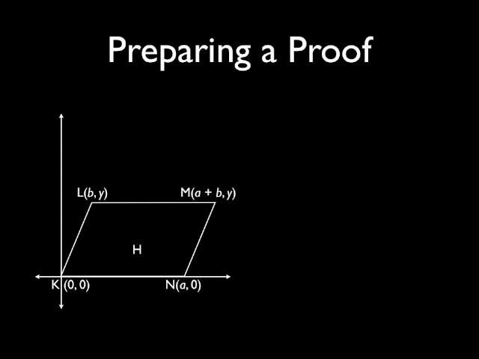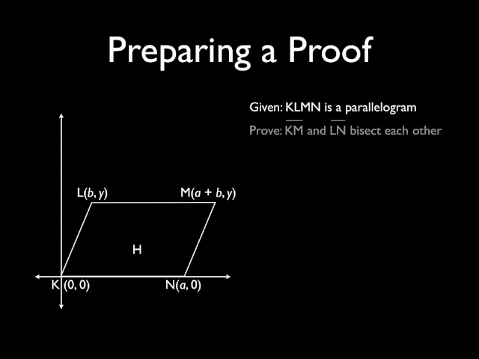Here is a parallelogram. I have named it KLMN. K is the origin, and I've just used the coordinates that we found from our previous problem. So let's say that we're given that KLMN is a parallelogram. Let's prove that the diagonals, segment KM and segment LN, bisect each other.